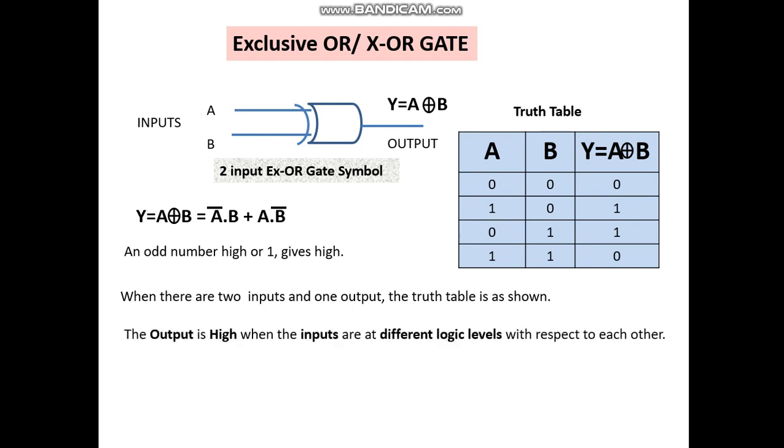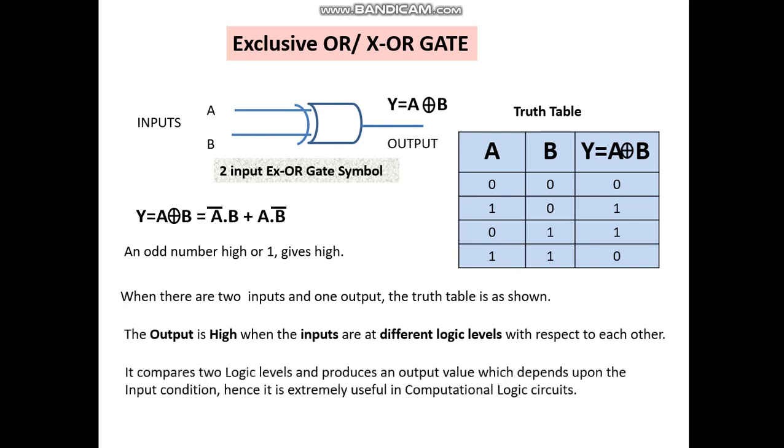The output is high when the inputs are at different logic levels with respect to each other. It compares 2 logic levels and produces an output value which depends upon the input condition. Hence, it is extremely useful in computational logic circuits.